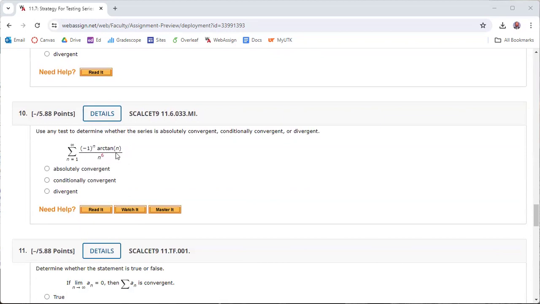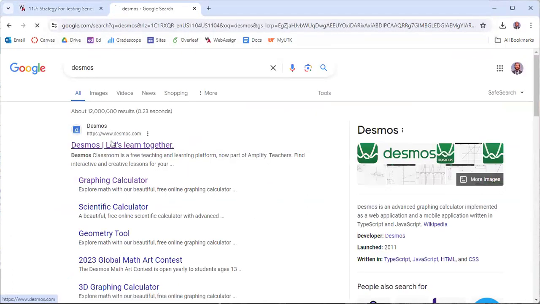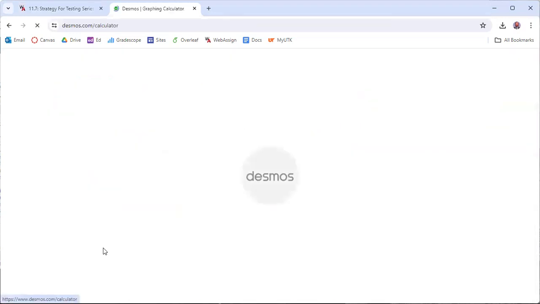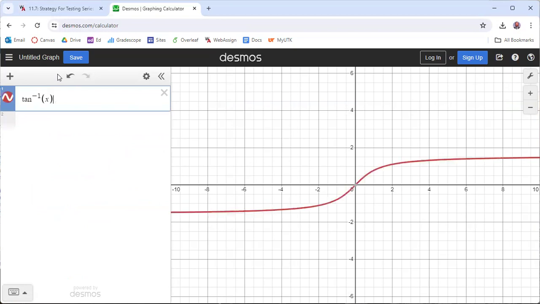Here, this is curious, but check it out. Arctan is always just between -pi/2 and pi/2. Ask Desmos to graph the arctan function yourself. Let me just plug it in. Let's see, let's just do tan inverse of x. And you can see never less than -2, never greater than 2. In fact, there's an asymptote at pi/2 and -pi/2.